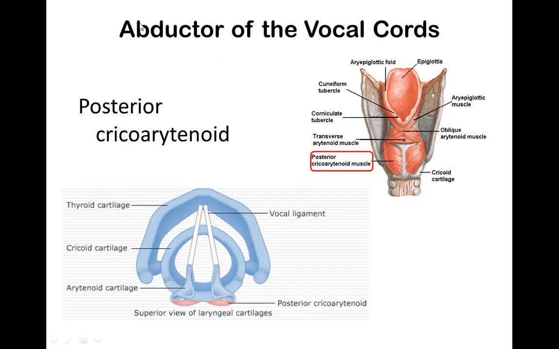The abductor, which is the most important muscle, is the posterior cricoarytenoid muscle, which is here attached to the muscular process of the arytenoid. So when this muscle contracts, this arytenoid will rotate like that, and here this will rotate like that outside, so the vocal cords get abducted from each other. This is important for air entry.